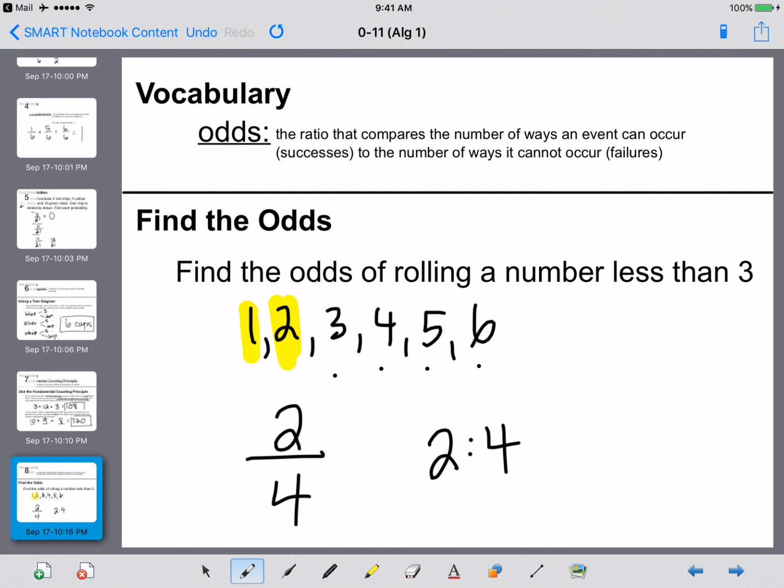So your probability is the number of ways an event can occur over the total number of outcomes. The odds is the number of ways it can occur over the number of ways it can't occur.